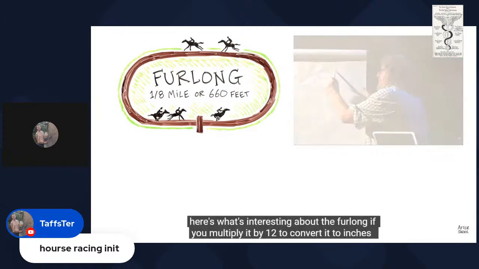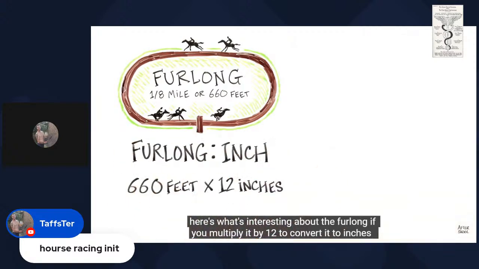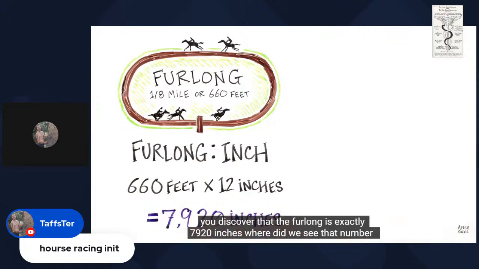Well, here's what's interesting about the furlong. If you multiply it by 12 to convert it to inches, you discover that the furlong is exactly 7,920 inches. Where did we see that number?